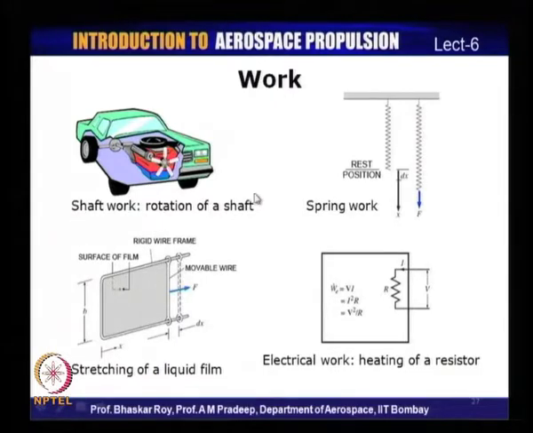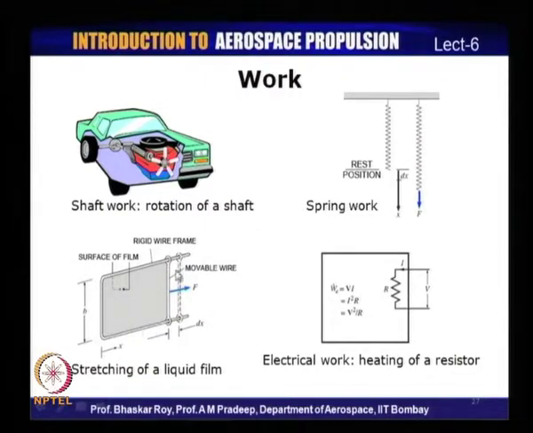Shaft work, that is rotation of a shaft to generate work output, is shown in this example. It is a motor car, an automobile, which has an engine which generates a shaft work output, and it is that shaft which drives the car or the automobile forward, and therefore, it generates a work output. The other possible mode of energy interaction or work interaction is spring work. In the example shown here, we have a spring which is at rest in a particular position, and if you exert a force on the spring, then it expands and gets displaced by a certain distance. So, the work done during this process is referred to as spring work.